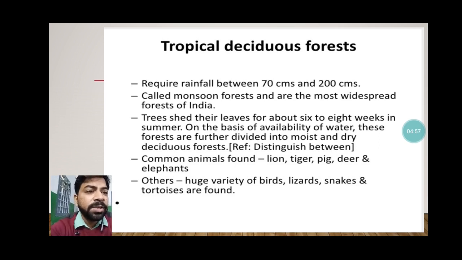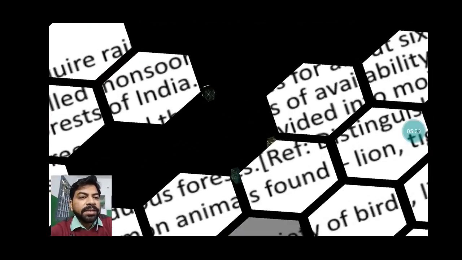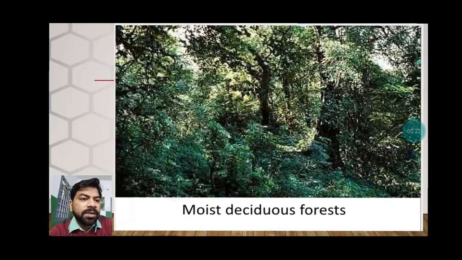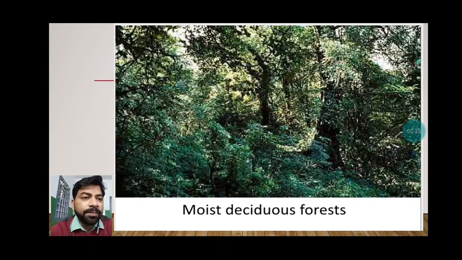On the basis of availability of water, these forests are further divided into moist and dry deciduous forest. Most of the time it is mentioned only as deciduous forest, but it is divided into two on the basis of moisture. Common animals found here are lion, tiger, pig, deer, elephants, etc. Other animals include a huge variety of birds, lizards, snakes and tortoises. You can see in this image the tropical deciduous forest. This is an example of moist deciduous forest, which looks very green.